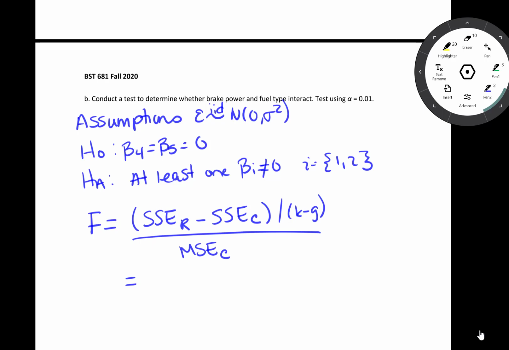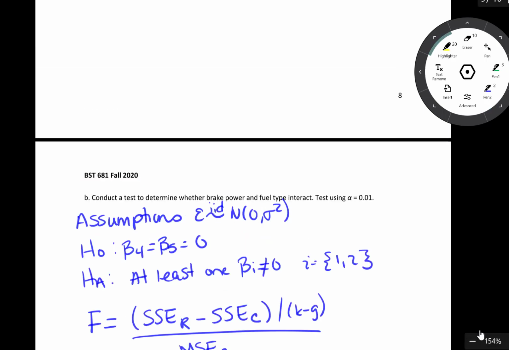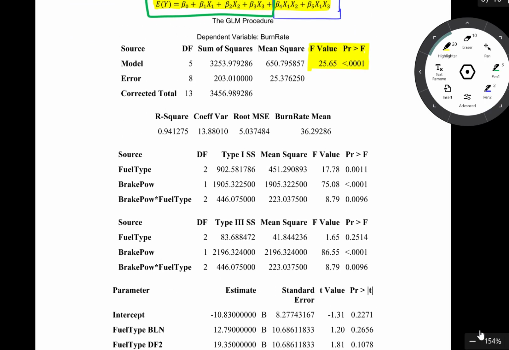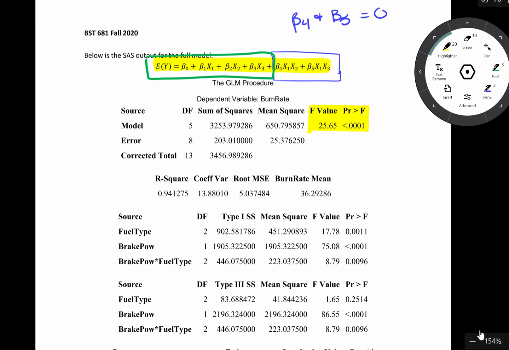All right, so we're going to start out by finding the SSE for the reduced and the SSE for the complete. So let's go back up to our output. So here we have the complete model. If we want the SSE for the complete, notice here we've got sum squares, that's the SS, and so the sum squared error, there's your E, for the complete is going to be this piece right here.